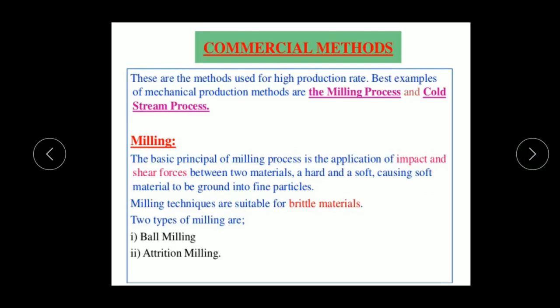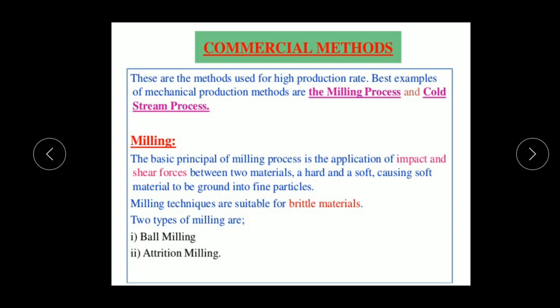Now the commercial methods. These are the methods used for a high production rate. The best examples of mechanical production methods are the milling process and the cold stream process. The basic principle of the milling process is the application of impact and shear force between two materials, a hard and a soft one, causing the soft material to be ground into fine particles. The milling techniques are suitable for brittle materials.